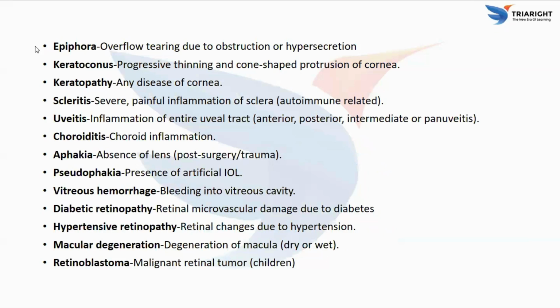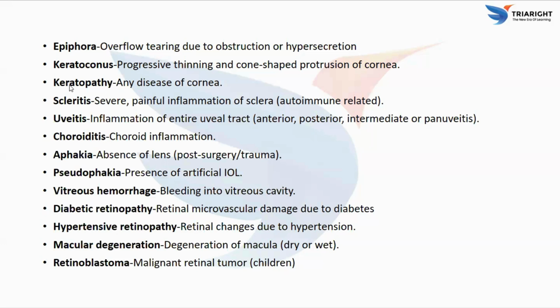So next is epiphora. Epiphora is nothing but an overflow of tearing due to blocked tear drainage or excess tear production. So what are the causes of the epiphora? Nasolacrimal duct obstruction, ocular surface irritation, and also ectropion or entropion. So this epiphora is always associated with the lacrimal duct obstruction codes.